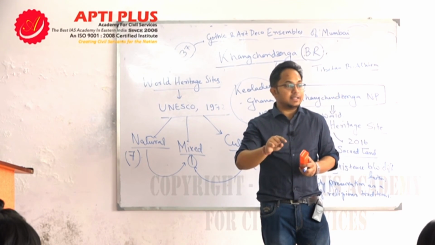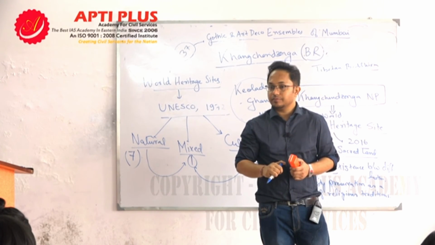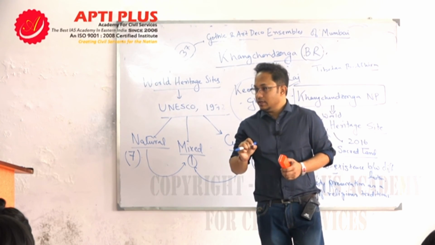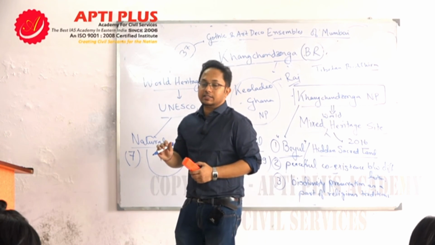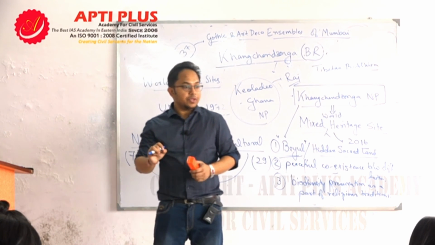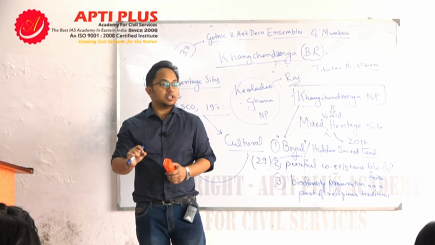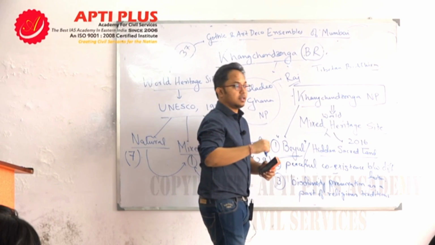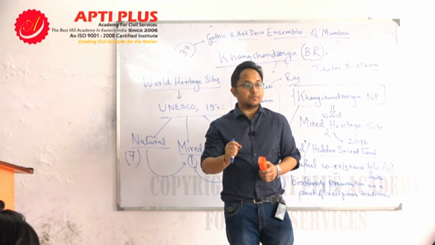So if a site is declared to be a Ramsar site, what does that signify? Look, Ramsar sites are always wetlands. Okay, Ramsar sites can only be wetlands. If a particular area is declared as a Ramsar site, it signifies that it is a wetland of international importance. Are you understanding? If a Ramsar site classification is given, it means it is a wetland of international importance.